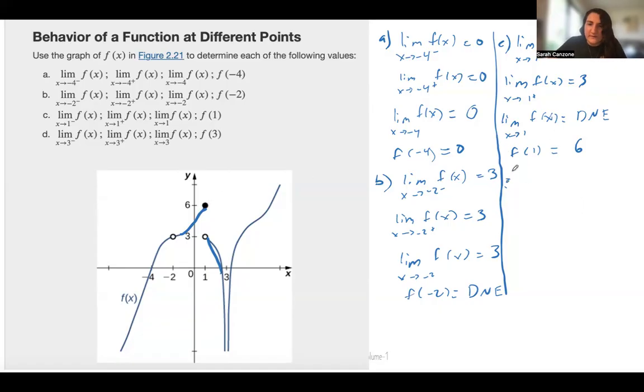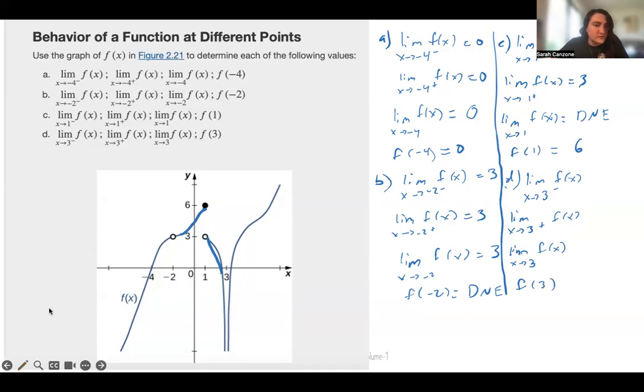All right, last one. Now we're looking at 3. So the limit as x approaches 3 from the left, the limit as x approaches 3 from the right, the limit as x approaches 3 in general, and then is there a point there? All right, so first from the left, let me get rid of the drawings that I have here.